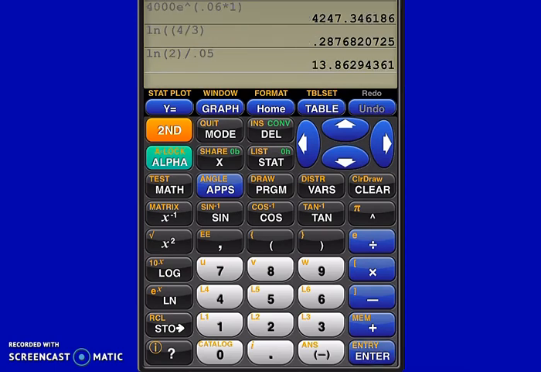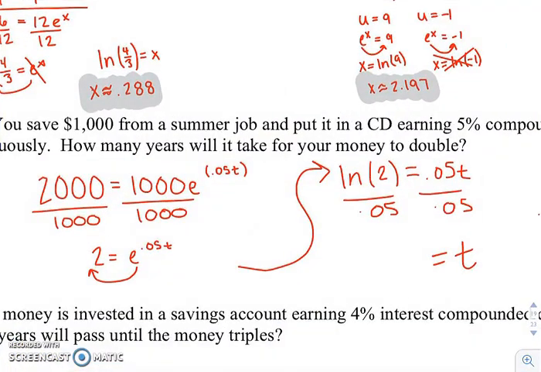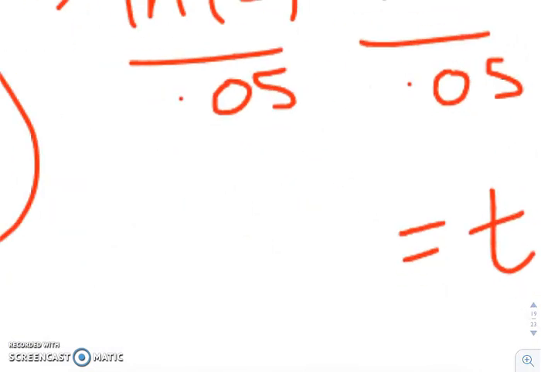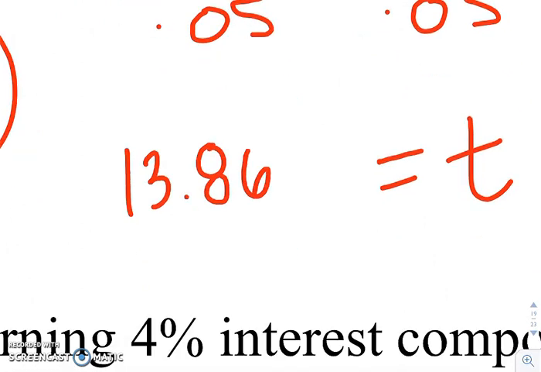So 13.86 years. So about 14 years, just a little under 14 years for your money to double if you put $1,000 in there.